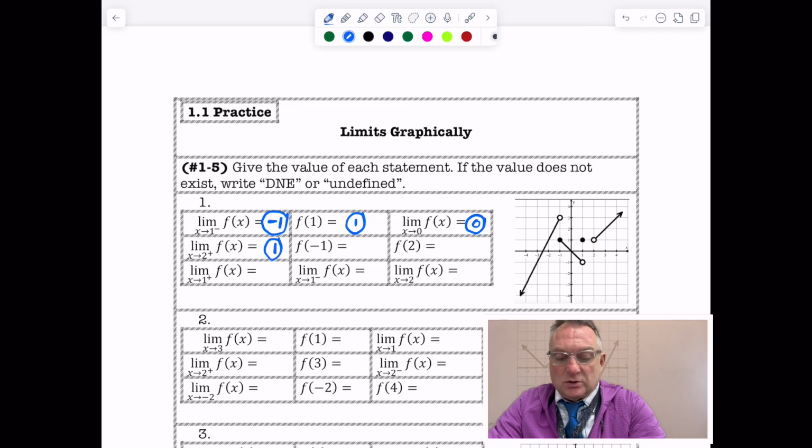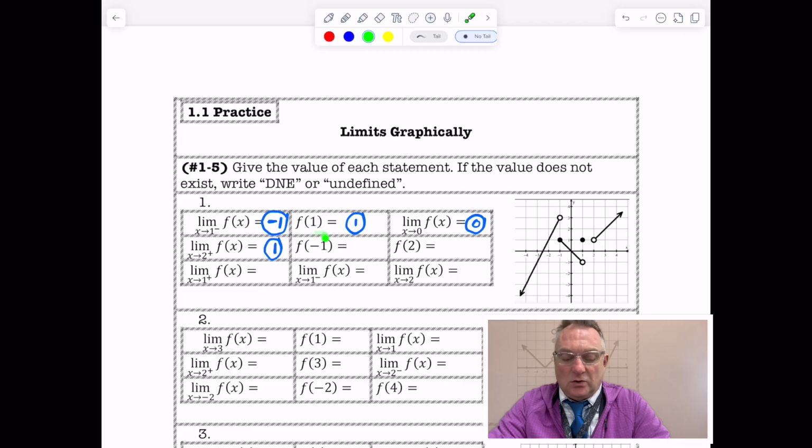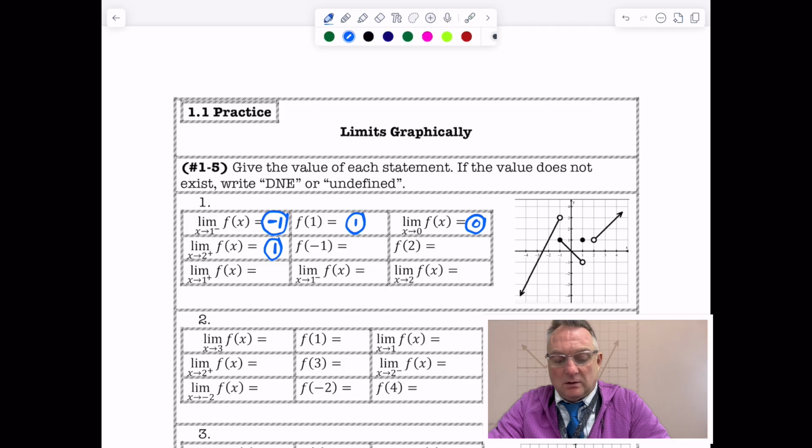The next one, they're trying to find f of negative 1. That's the function value at negative 1. So when I go to negative 1, I've got an open circle and a closed circle. It's the closed circle, right? Which is equal to positive 1.